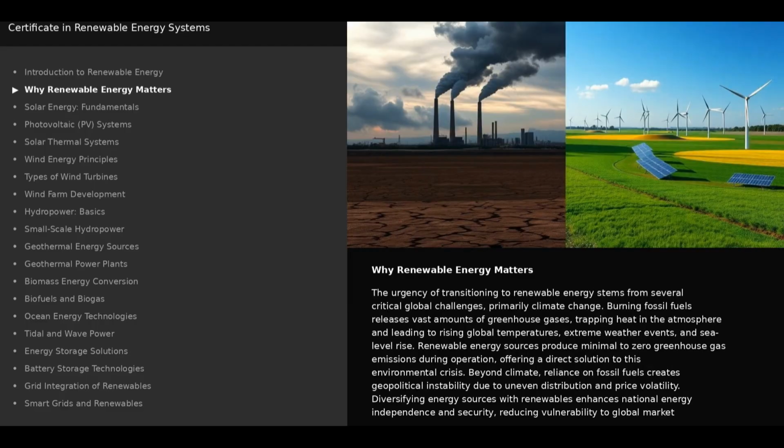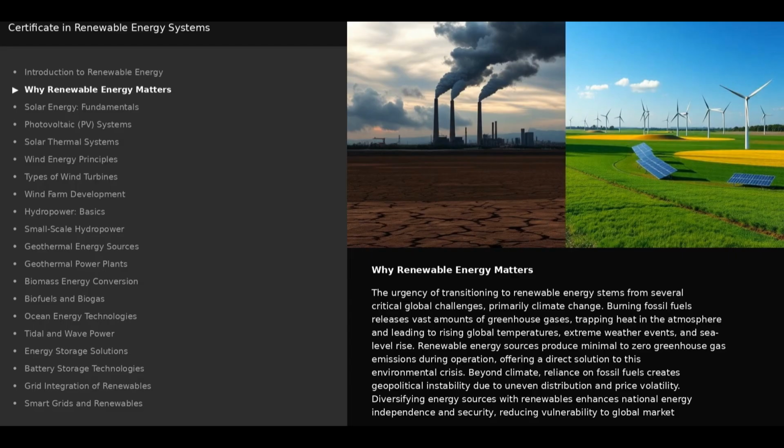Why renewable energy matters. The urgency of transitioning to renewable energy stems from several critical global challenges, primarily climate change. Burning fossil fuels releases vast amounts of greenhouse gases, trapping heat in the atmosphere and leading to rising global temperatures, extreme weather events, and sea level rise. Renewable energy sources produce minimal to zero greenhouse gas emissions during operation, offering a direct solution to this environmental crisis.